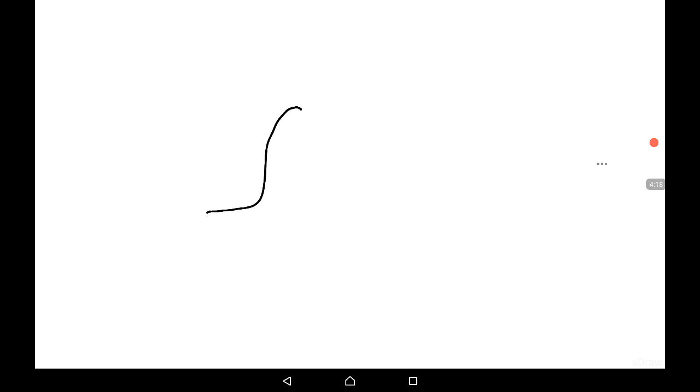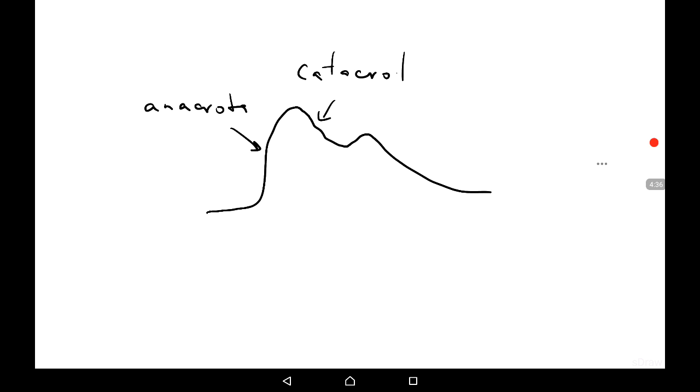On that graph we have anacrota, catacrota, incisura and dicrota.